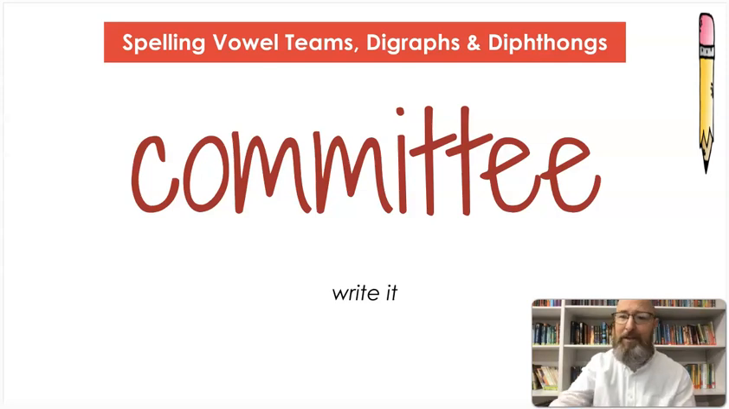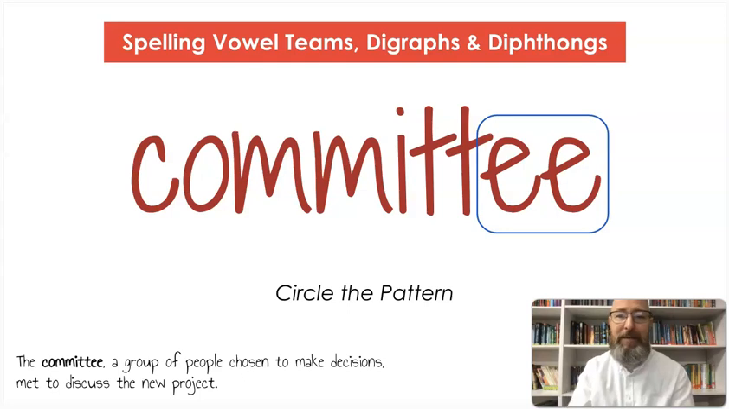C-O-M-M-I-T-T-E-E. A lot of double letters there. Of course, we're going to circle that E-E. It says E. The committee, a group of people chosen to make decisions, met to discuss the new project.